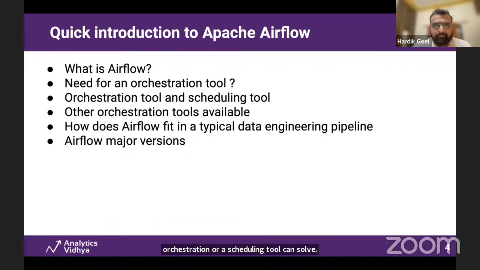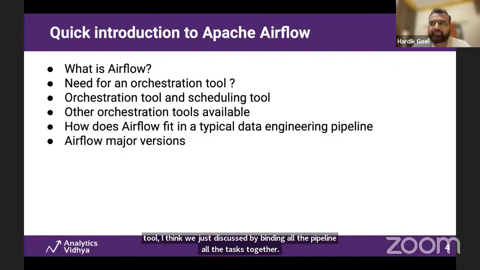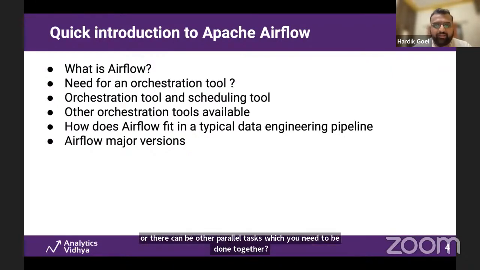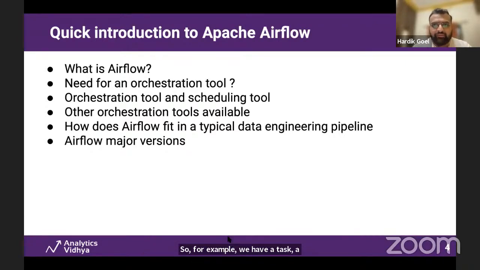So now we move to the need for an orchestration tool. I think we just discussed binding all the pipelines, all the tasks together. Now, one more question that can come up is: is it only a sequential pipeline which can be bound together, or can there be other parallel tasks which need to be done together? So for example, we have a task A, and a task B, and then task C, task D, and task E. Now we want tasks B, C, D to run in parallel after A, before E.